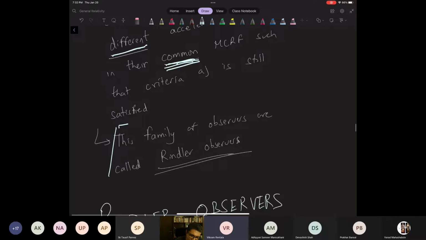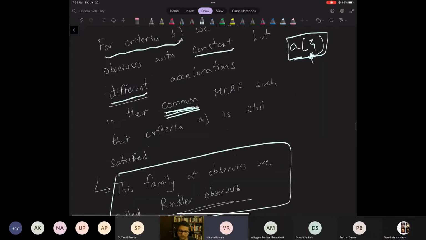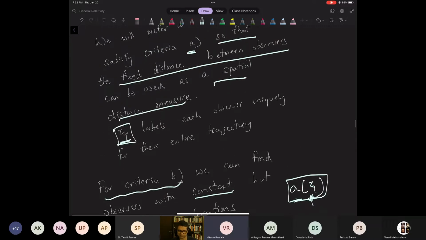So this family of observers that we'll construct now are a very important class of observers in special relativity, and they're called Rindler observers. These Rindler observers are as close as you can get to a family of accelerating observers in special relativity. So that's why it's important to construct this family of observers. Any questions about this? I'll now derive explicitly what these Rindler observers look like, so you'll actually see what I mean by the words I just said. But if you have any questions, feel free to ask at this time.